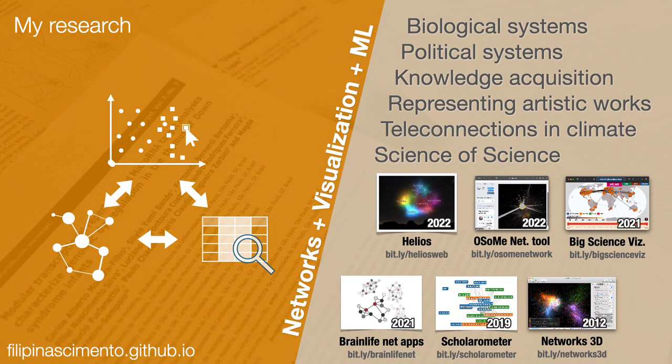So let me start by talking about myself. As I mentioned, I'm a research scientist, and I have been working on several topics, but basically all of them are related to data analysis using networks, visualization, and machine learning. Among the systems that we study are biological systems, political systems, knowledge acquisition problems, representation of artistic works, climate, and science of science. Throughout my career, I have been working on several software tools to visualize data, and we also have several publications on these topics.